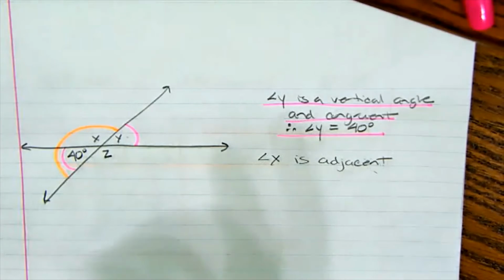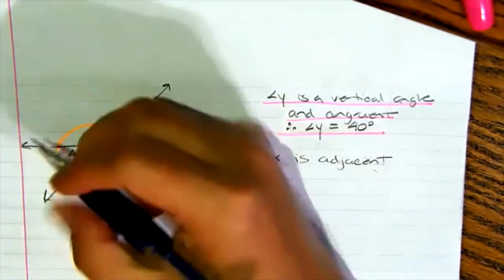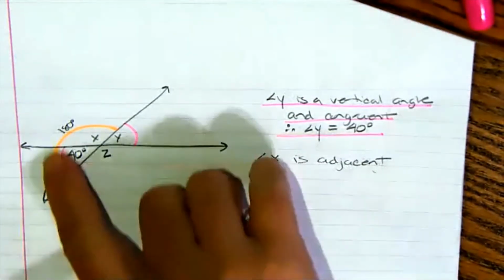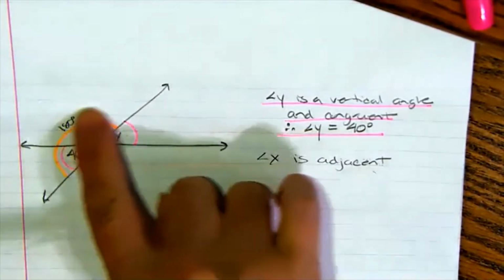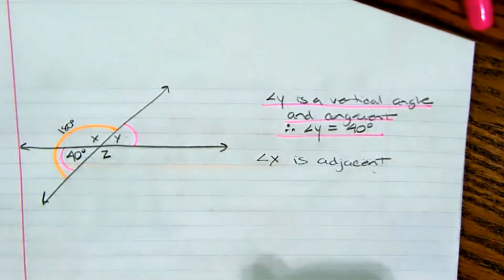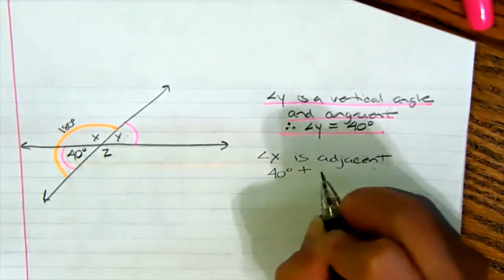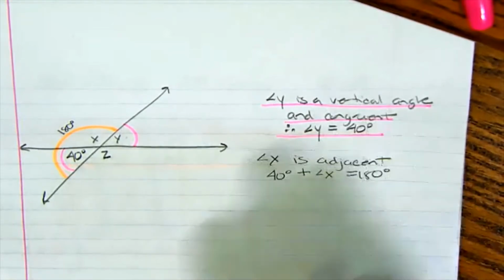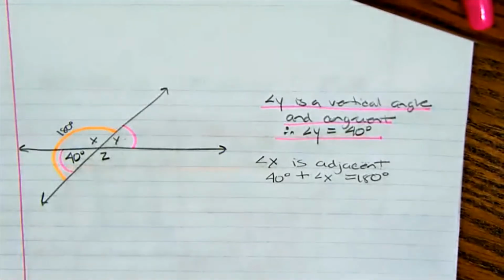And we know that a straight line is 180 degrees, right? It's half of a circle. So we know that 40 degrees plus angle X has to equal 180 degrees because it's on a straight line.